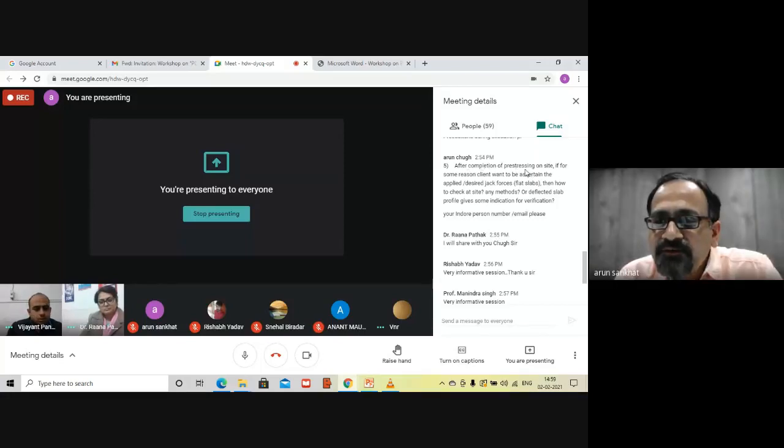After completion of pre-stressing on site, if for some reason the client wants to ascertain the applied desired jacking force, then how to check at site? Are there any methods, or does the deflected slab profile give some indication for verification?